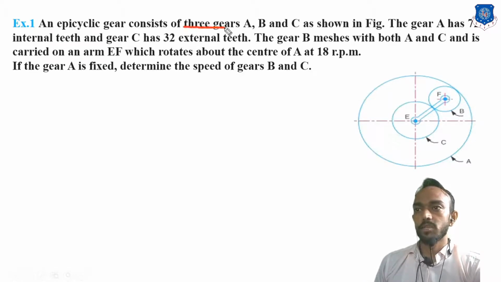Epicyclic gear train consists of 3 gears A, B and C as shown in the figure. Gear A has 72 teeth.